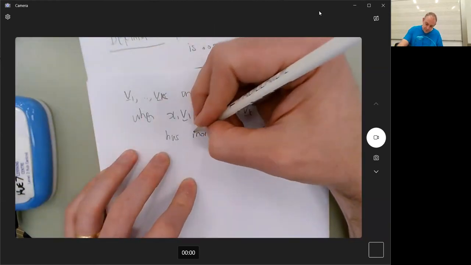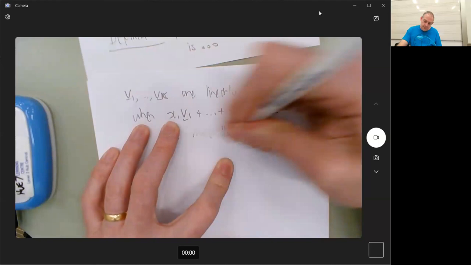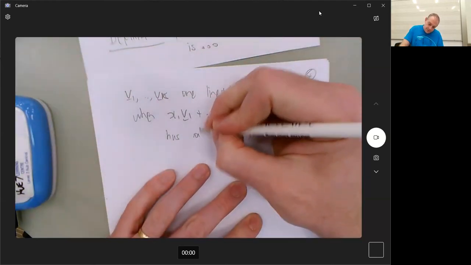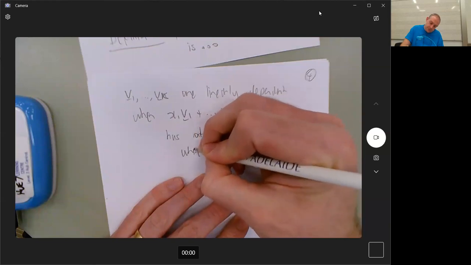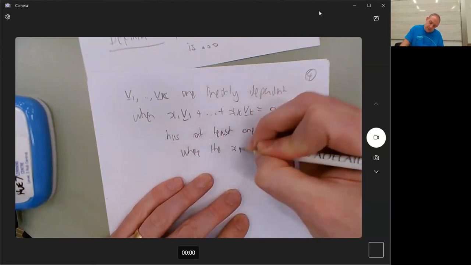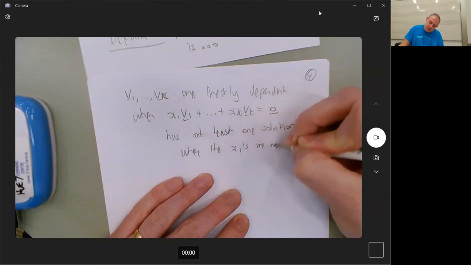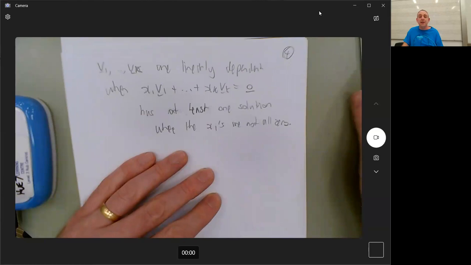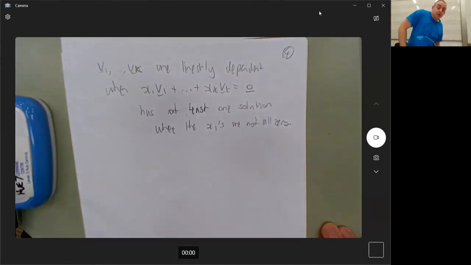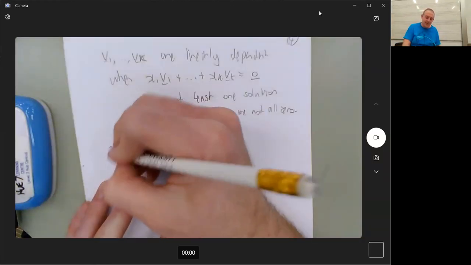So you can say at least one solution where the xi's are not all zero. That's the definition of being linearly dependent. Now, in your notes, they don't have a definition for linearly dependent. Their definition for linearly dependent is being not linearly independent. So I'm just going to put that down here.